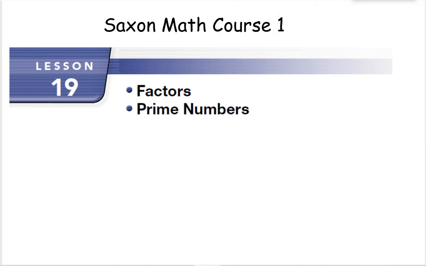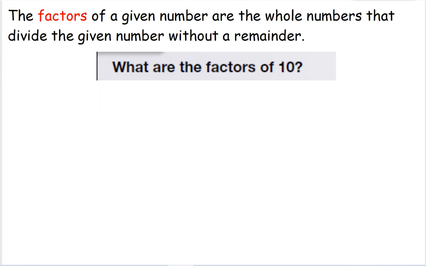Hello everyone, today's lesson is lesson 19, Factors and Prime Numbers. So the factors of a given number are the whole numbers that divide the given number without a remainder. Basically, what numbers we can divide, in this case 10, by. So the factors of 10 are going to be whatever numbers I can divide 10 by.